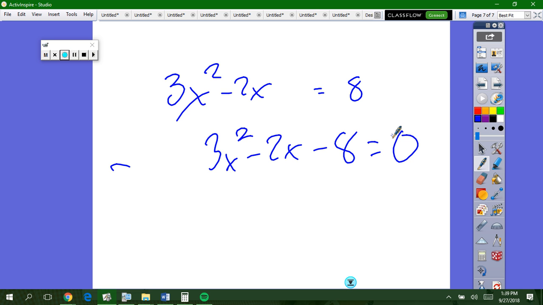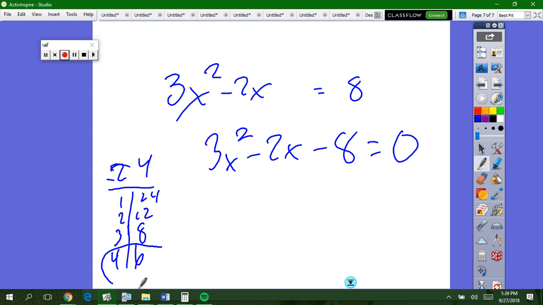Okay? Factors of negative 24 that get me to 2. Does 1 and 24? 2 and 12? Hold on, I'm getting there. 3 and 8? How about 4 and 6? Those are the ones, right? Can you tell a lot of your tests is going to be factoring? Oh, yeah. I love it. I want some more of it. Okay, so we got 3x squared minus 6x plus 4x minus 8.